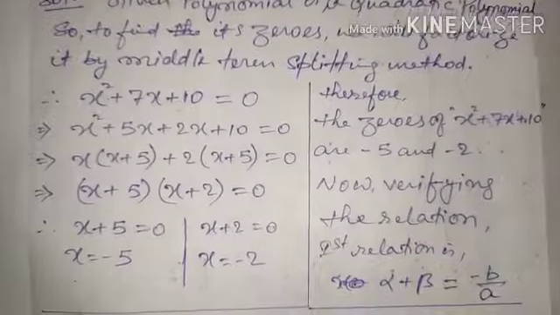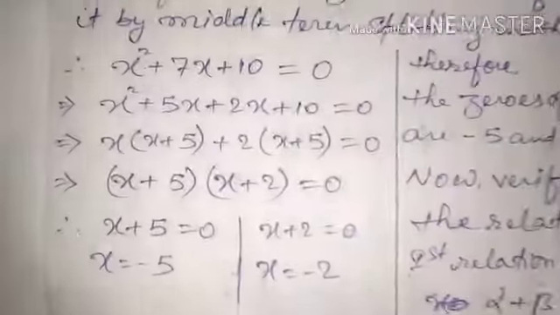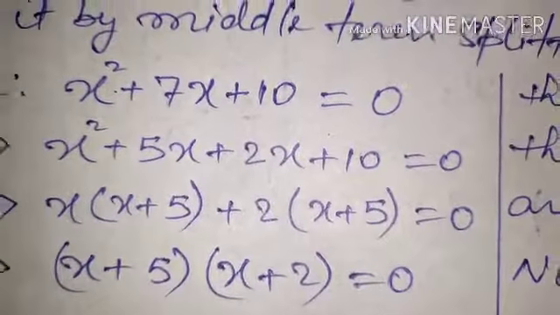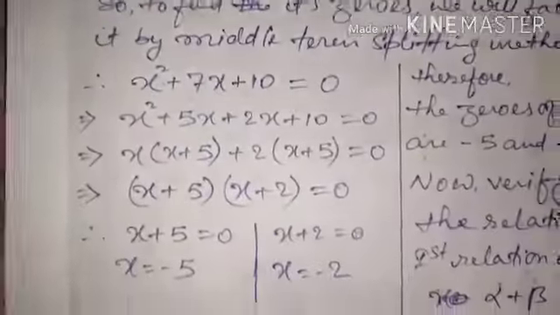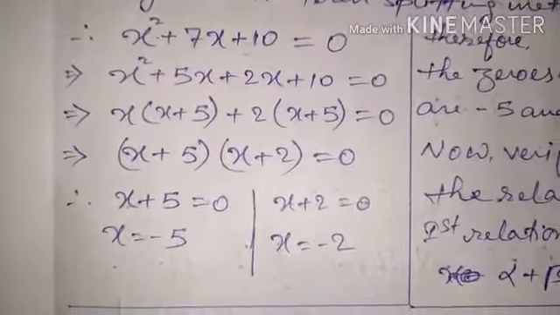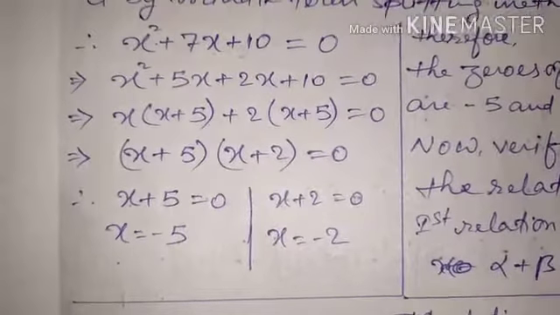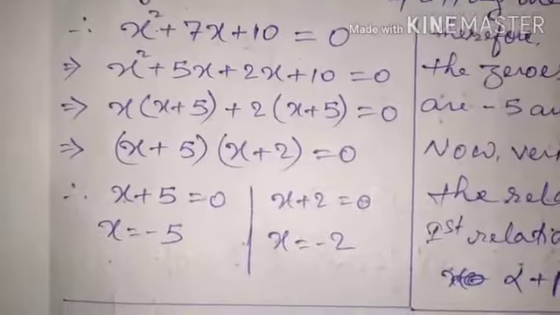To find the zeros of a polynomial, we need to equate this expression or polynomial with zero. Given polynomial is a quadratic polynomial, so to find its zeros we will factorize it by the middle term splitting method. You all must know these things, because you have already studied them in class 8 and 9, and now you are in 10.